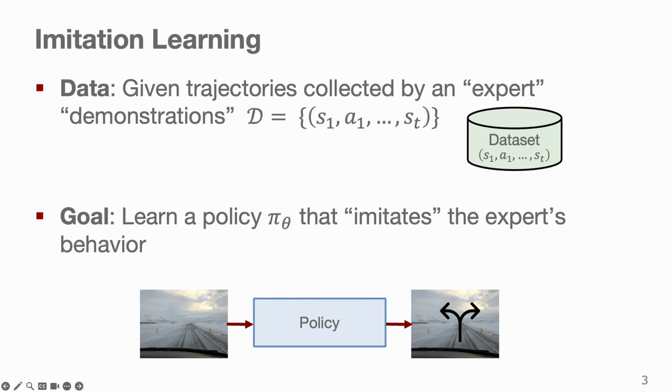And so our goal here will be to learn this policy, pi theta, that imitates this behavior. In other words, we want to find the parameters theta of this neural network such that when the robot sees state S, it produces an action that is as close as possible to what the expert would have done. For example, for driving in snowing conditions, it would be imitating the action that a human driver would have done.